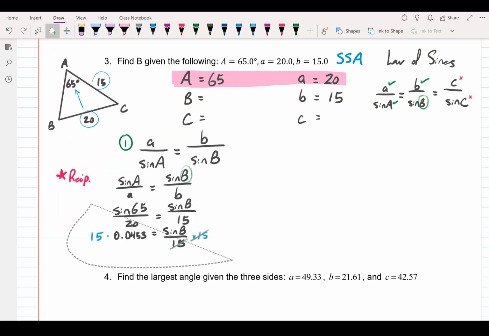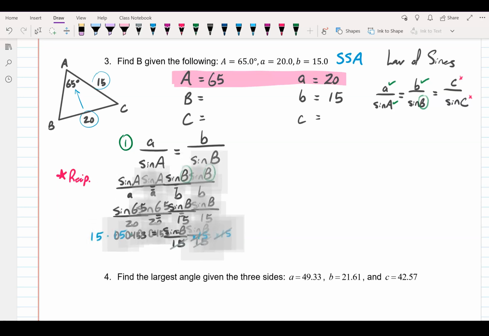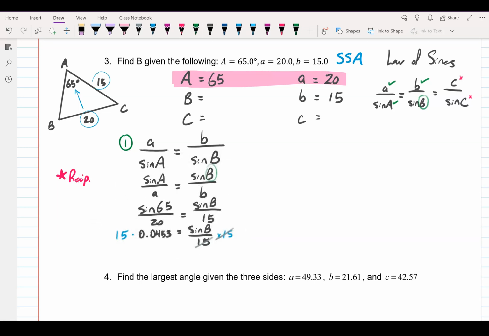I know you can't necessarily do this, but for the sake of clear notes. So I'm looking for sine B. Sine B is that piece here. We just need to work out 15 times that. So 15 times that is 0.6797 and a few decimals, which if we get the inverse sine, it'll give us B. Do the inverse sine of that, it's 42.82 degrees. I'm going to put that in my table before I forget about it.